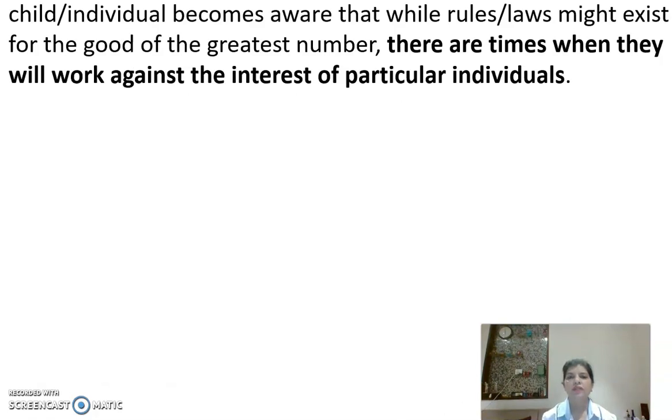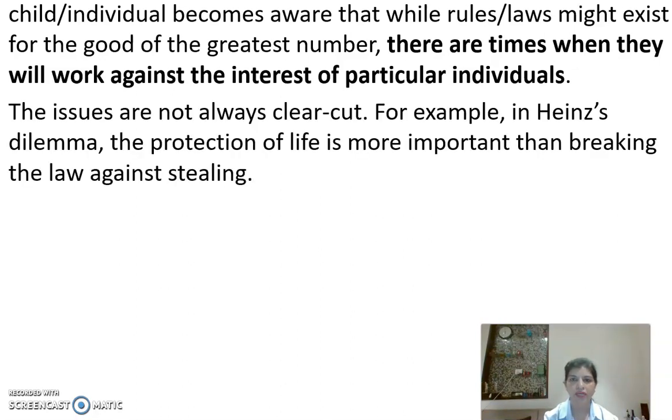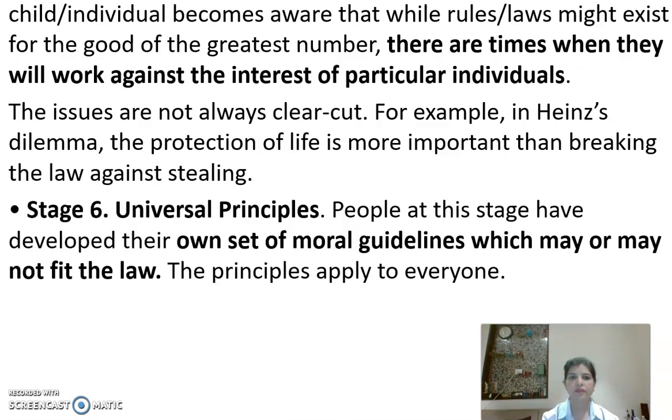So stage 5 here is the social contract and the individual rights. The child/individual becomes aware that while rules or laws must exist for the good of the greatest number, there are times when they will work against the interest of a particular individual. So that's the social contract. The issues are not always clear-cut. For example, in Heinz dilemma, the protection of life is more important than breaking the law against stealing.